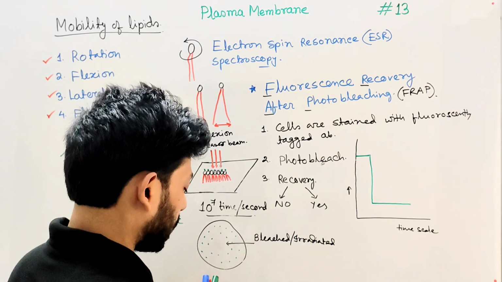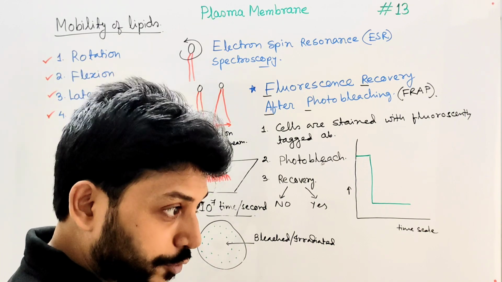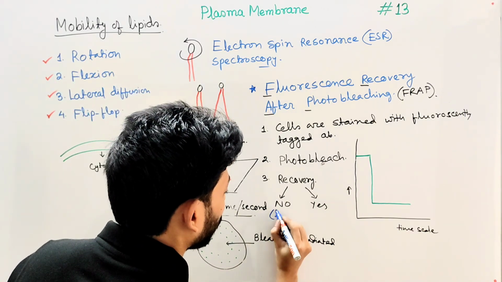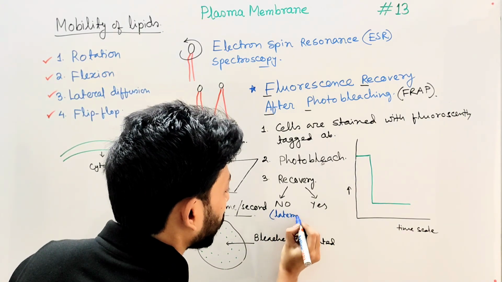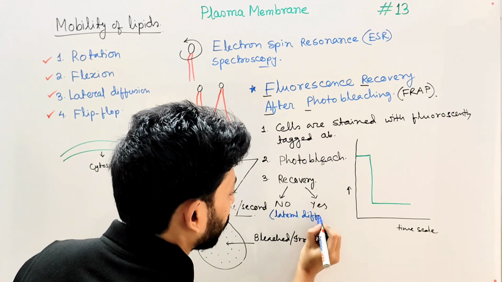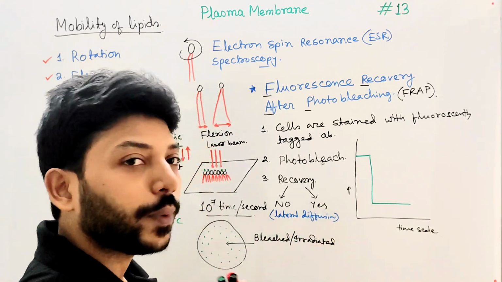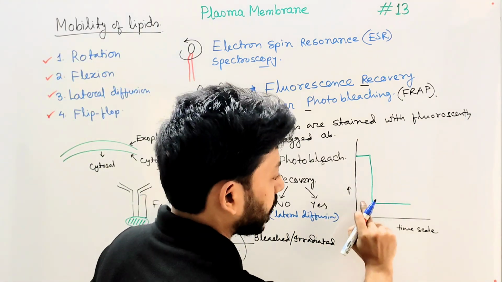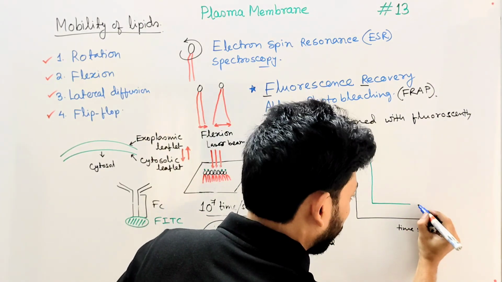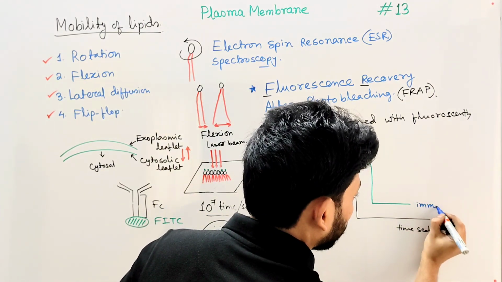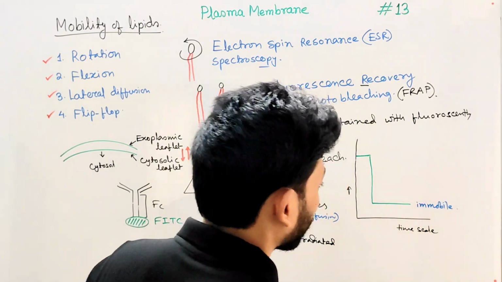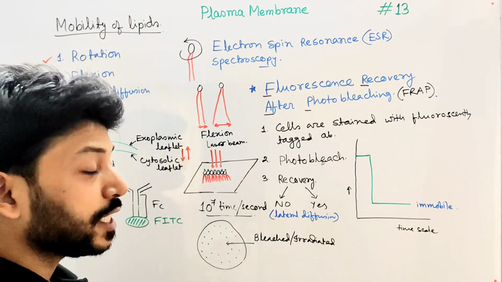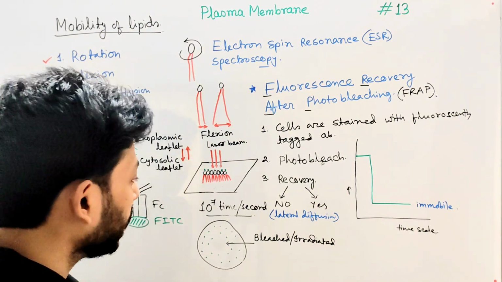No recovery means there is no lateral diffusion or movement. So I am writing here, no lateral diffusion. So they are immobile. This line will be shown by lipids if the lipids are immobile. But if the lipids are mobile, what will happen?